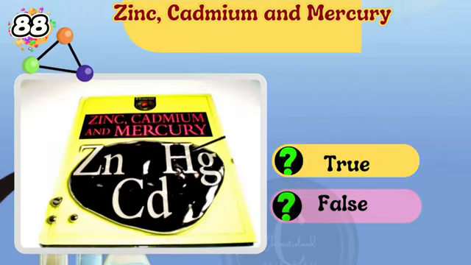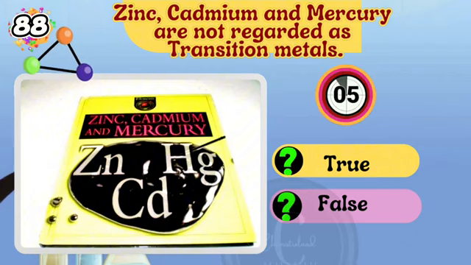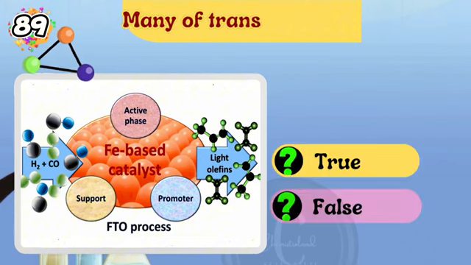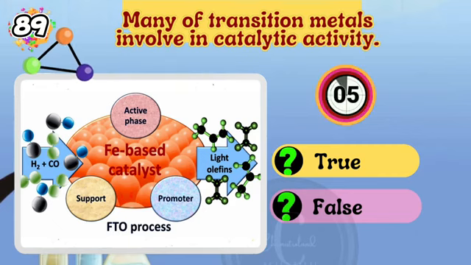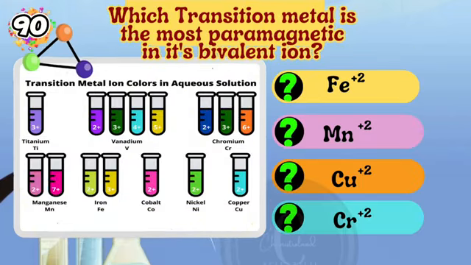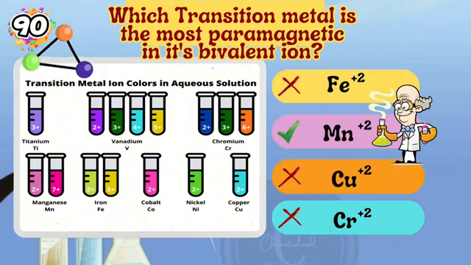Zinc, cadmium, and mercury are not regarded as transition metals. Is it true or false? Yes, it's true. Many of transition metals involve in catalytic activity. Is it true or false? This statement is true. Can you guess which transition metal is the most paramagnetic in its bivalent ion? Manganese ion.